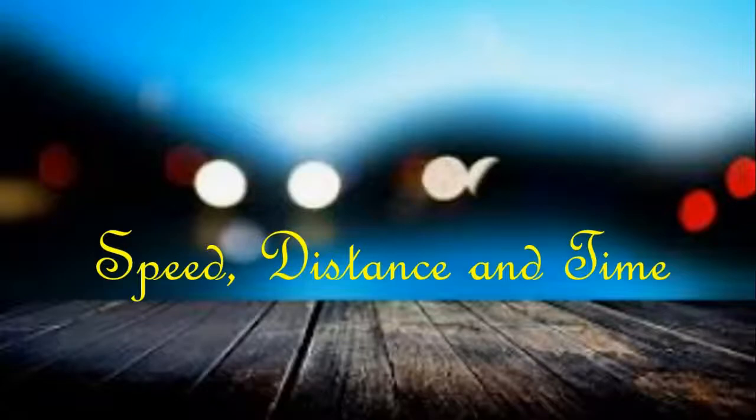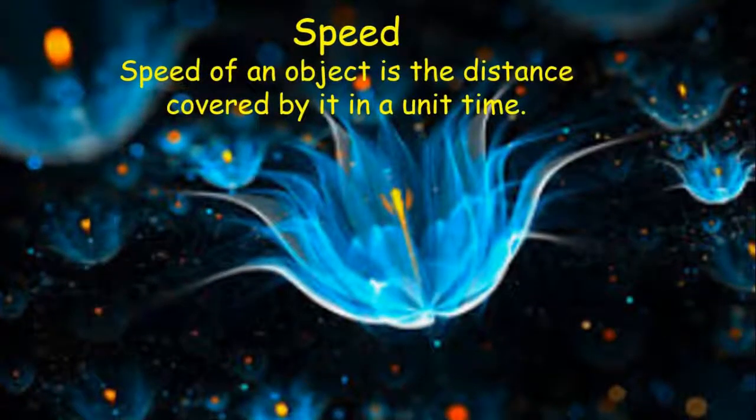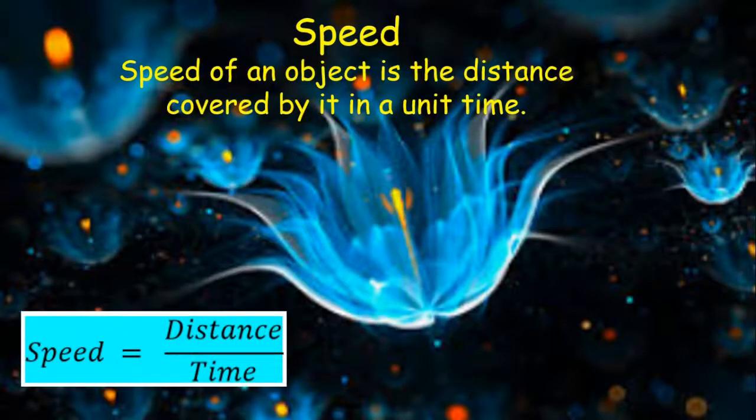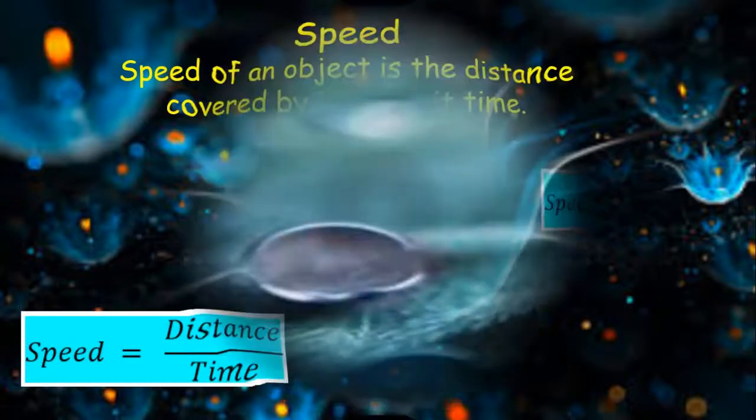What is speed? Speed of an object is the distance covered by it in a unit time. Or we have the formula for speed. It is distance divided by time.